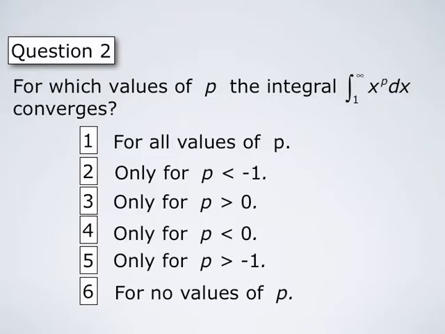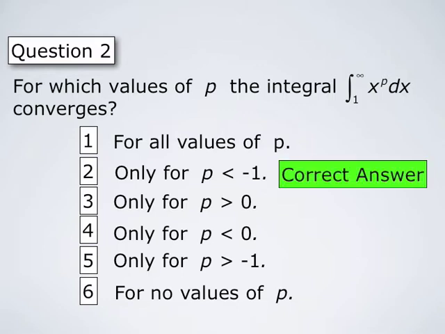After the modest success with question 1, I discussed again the basic improper integrals, and question 2 was then asked: for which values of the parameter p does the integral from 1 to infinity of x to the power p dx converge? This is also one of the basic types of improper integrals. The answer choices were the same as for question 1, and in this case we know that this integral converges only if p is less than -1. So number 2 is the correct answer.